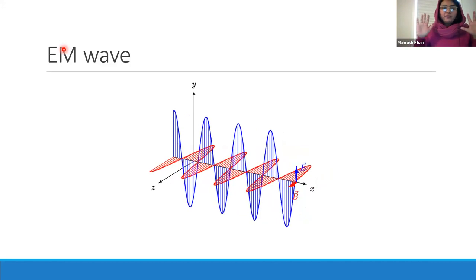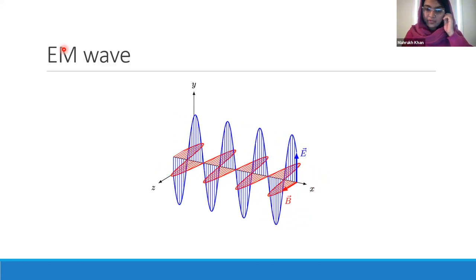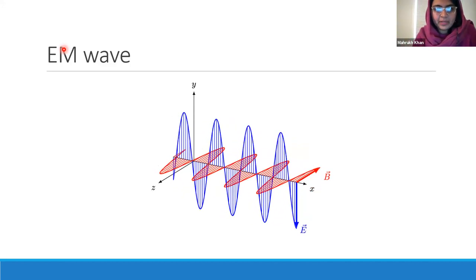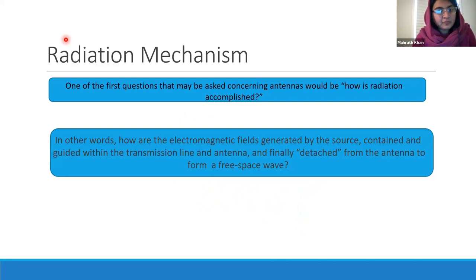Okay, so till now we have established a point. Now let's move forward. The first question is, how is radiation accomplished? We know there are EM waves. In other words, how are the electromagnetic fields generated by the source, contained and guided within this transmission line and antenna, and finally detached from the antenna to form a free space wave? So we have these two questions.